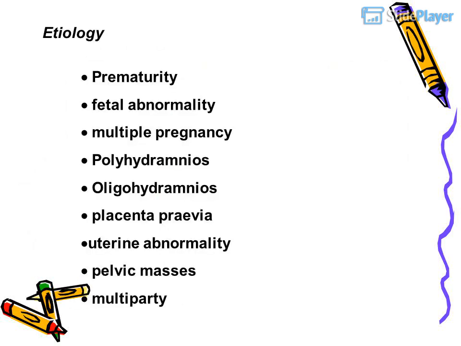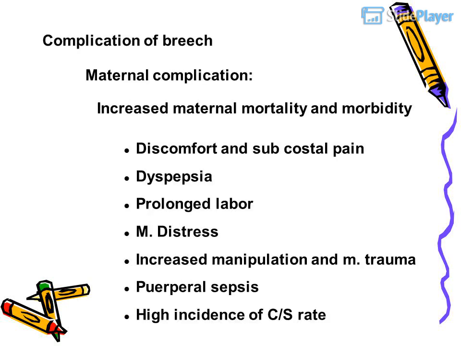Etiology: prematurity, fetal abnormality, multiple pregnancy, polyhydramnios, oligohydramnios, placenta previa, uterine abnormality, pelvic masses, multiparity.